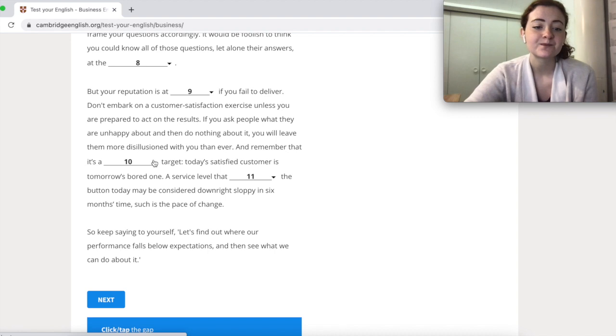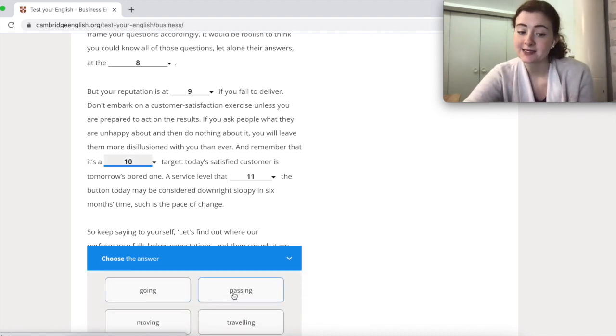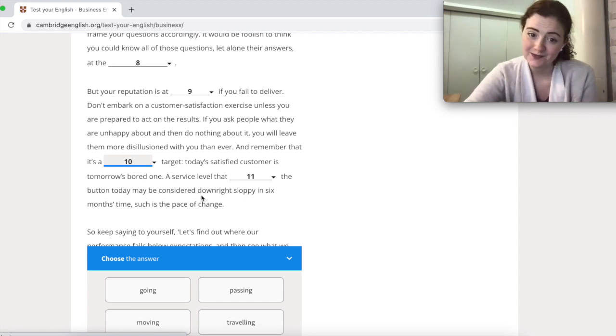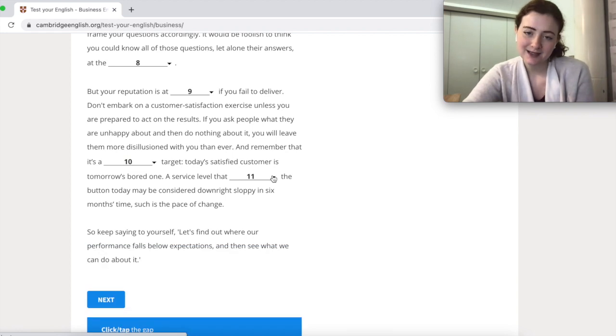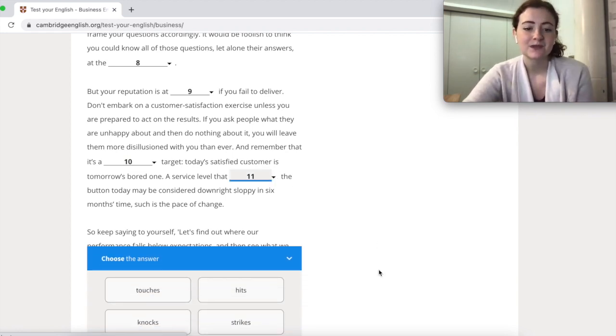Number 10: going, passing, moving, traveling. And remember that it's a going target, a passing target, a moving target, or a traveling target. And lastly, number 11: touches, hits, knocks, strikes. A service level that touches the button today, that hits the button today, that knocks the button today, or that strikes the button today.